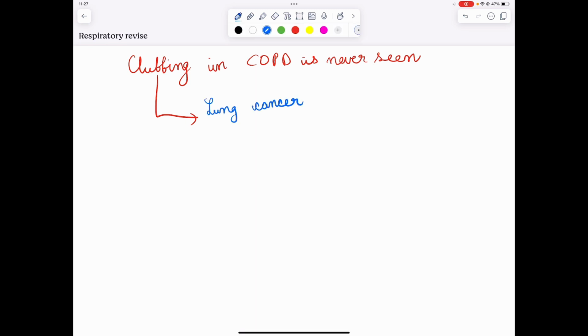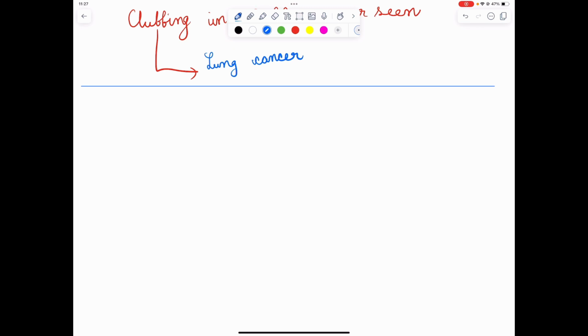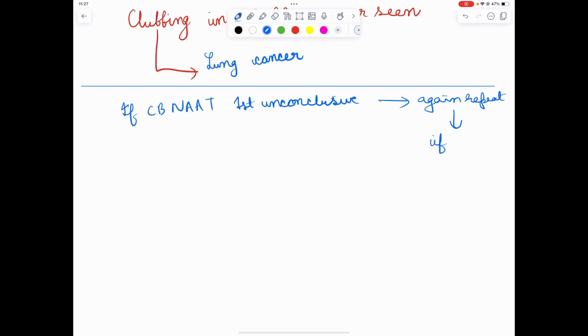Now remember that when we do RNTCP in our national tuberculosis guidelines, if CBNAT comes positive the first time, fine. If CBNAT is first inconclusive, then you have to refer for CBNAT again, and if it is again inconclusive, then we will go for LPA, line probe assay.